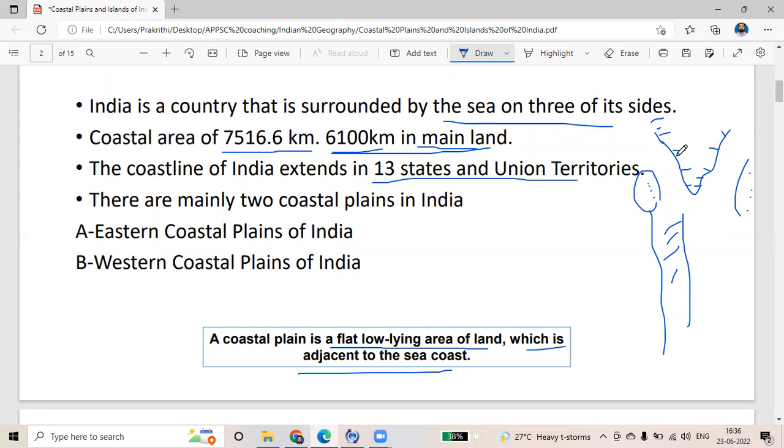So based on that, we have 2 coastal sides. One is on the western side and one is on the eastern side. The one on the western side we call the western coastal plain, and on the eastern side we call the eastern coastal plain. So we have 2 important coastal plains in India, the eastern coastal plain and the western coastal plain. Other than this, in the mainland we have the northern plains. Let's see each of these in detail.